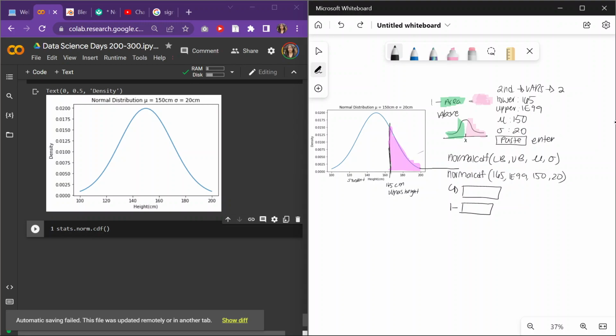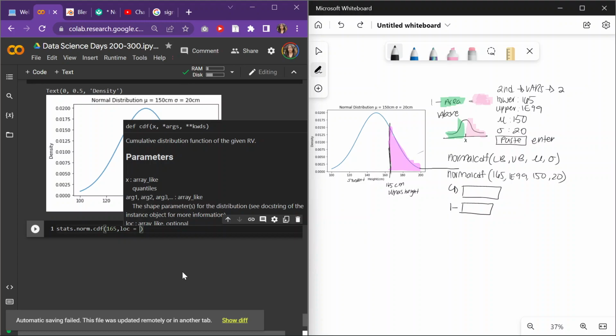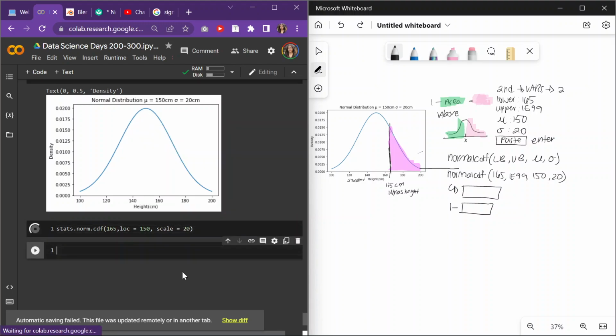But if you're doing it in Python, the reason we have to do 1 minus that area is because they don't ask us for any upper bound. They only allow us 3 parameters: the x value, whatever value we want to find the area above or under, and then the mean and the standard deviation. So in this case, that value is 165. The mean, loc, stands for mean, is 150, and scale stands for standard deviation, is 20, and then you're going to have to do 1 minus that.